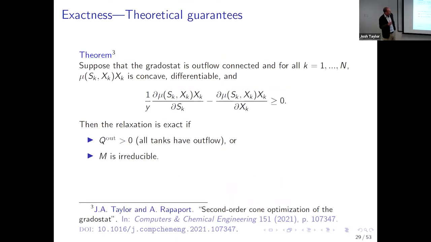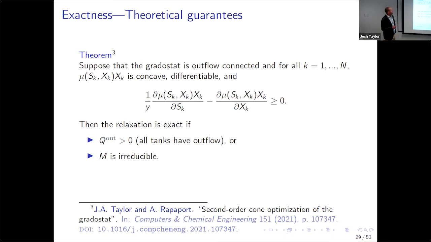So we have a theorem that guarantees exactness for our convex relaxation. Let me state the conditions and then I'll discuss what they all mean. Suppose that the gradostat is outflow connected. So that means, which is very reasonable, that there's always a route out of the system from any chemostat. And let's suppose that the kinetics, so this function here, are concave, differentiable, and satisfy this inequality. Then the relaxation is exact if either there is outflow from every tank or if the matrix M is irreducible.